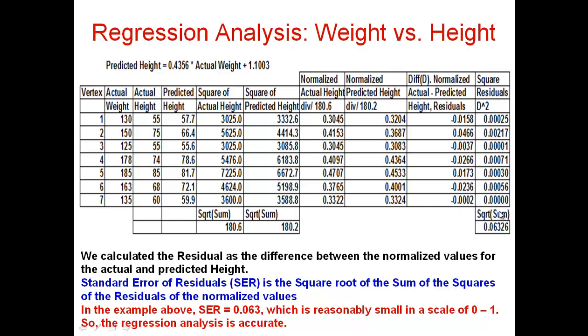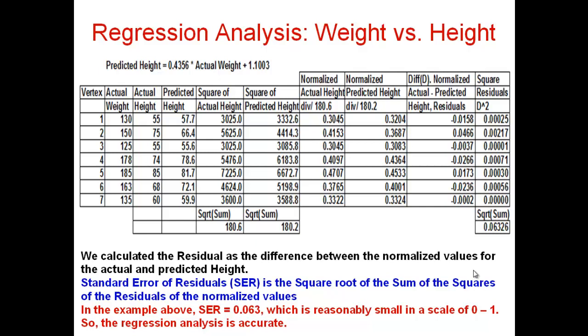Then take the square root of the sum of the squares of the residuals. So these are the actual residuals. It is simply the normalized actual height minus the normalized predicted height. Then the squares of these residuals are these numbers. Sum these squares and take the square root of that sum. We get 0.06326. So this is called the standard error of residuals.